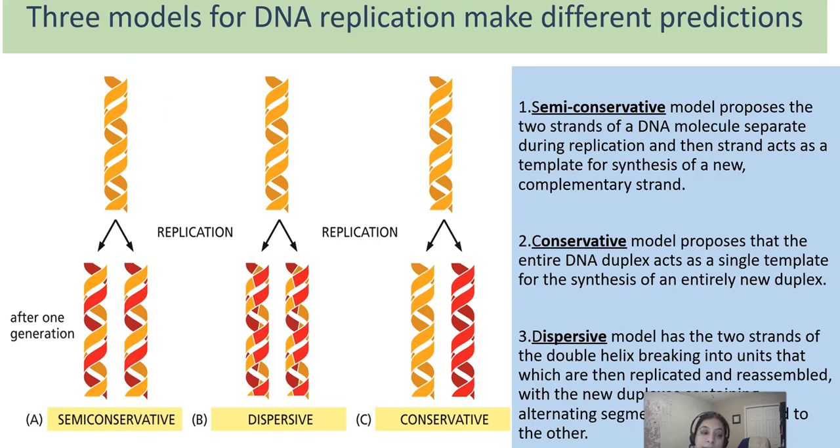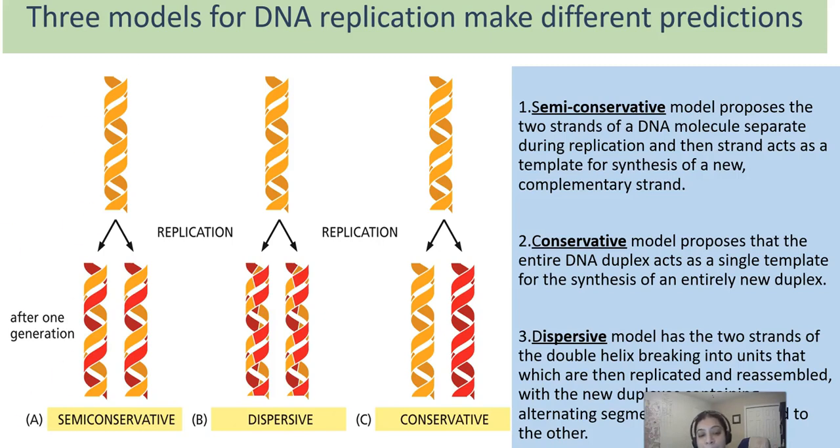The first one was a semi-conservative model, which proposed that the two strands of the DNA molecule would separate during replication, and each one would serve as a template to create a new complementary strand. The second was a conservative model, which proposed that the entire molecule acts as a single template and an entirely new molecule is formed as a result of replication.